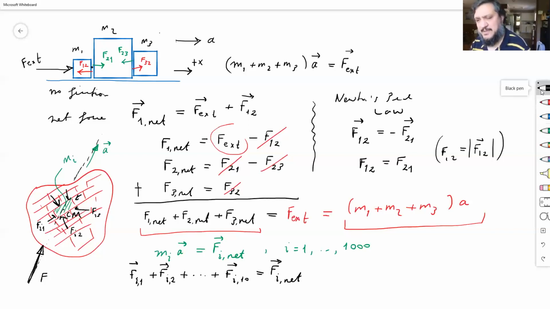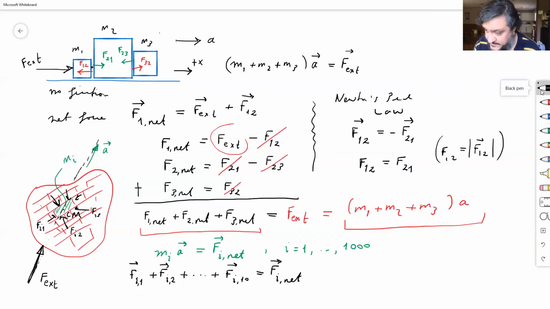All right, so what happens then? If I repeat this for every little Lego piece, 1,000 of them, meaning find the net force on each particle, and then add these up, all I get is the external force right here. The external force, nothing else, because all of the contact forces between the Lego pieces will add up to zero, just like it did in the previous case. If I add those individual net forces, I will get the external force.